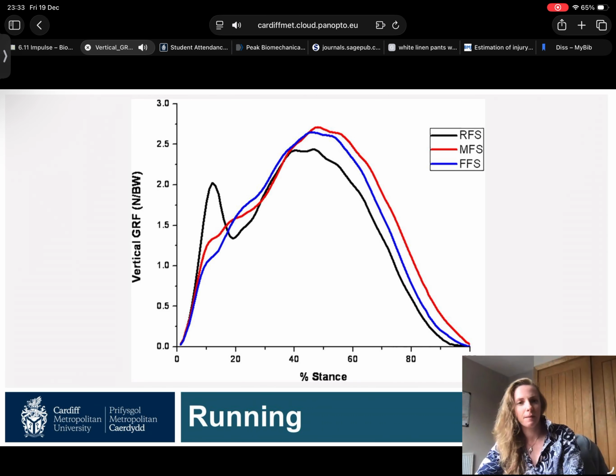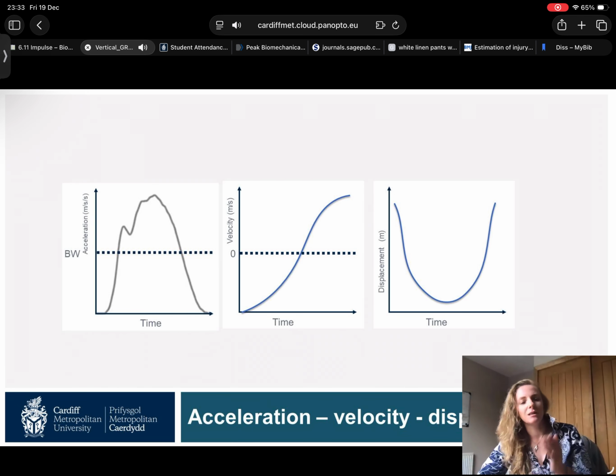What we can also take from force data is we can break it down into acceleration, velocity, and displacement data, remembering that this is acceleration of the centre of mass, velocity of the centre of mass, and displacement of the centre of mass. So by using force equals mass times acceleration, we simply divide our vertical force by mass to get acceleration, and that means our acceleration profile looks exactly like it would for the rear foot striker as it did for the vertical ground reaction force.